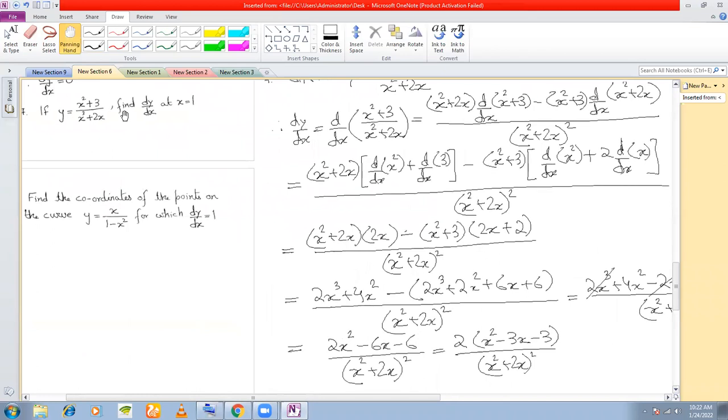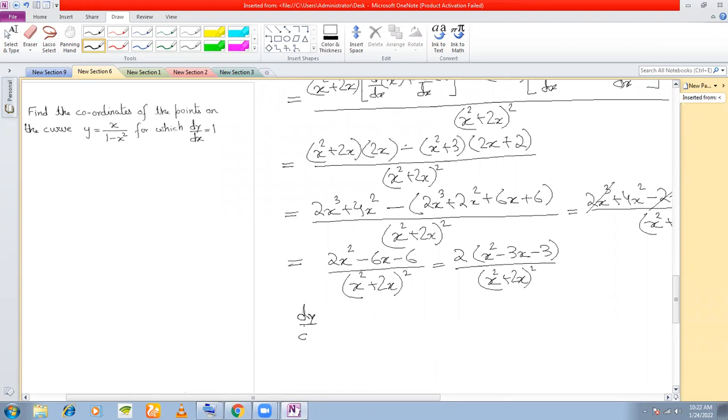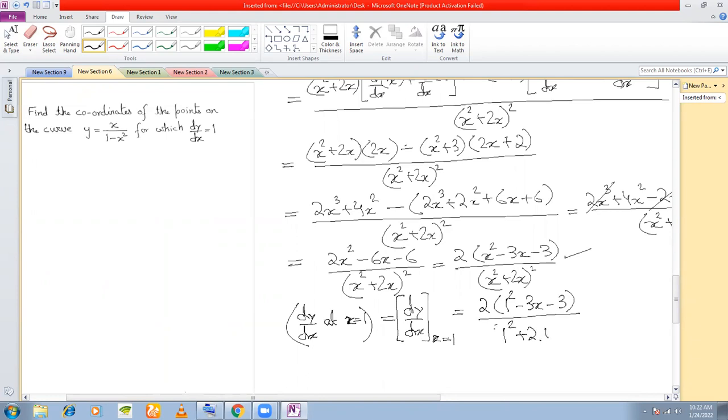Now what do you have to find here? You have to find out the value of dy dx at x is equal to 1. So dy dx at x is equal to 1 is also written as, mathematically, you can learn this notation. This is the notation, okay, at x is equal to 1. So what is the value of dy dx here? You can put the value twice 1 square minus 3x minus 3 divided by 1 square plus 2 into 1 square.